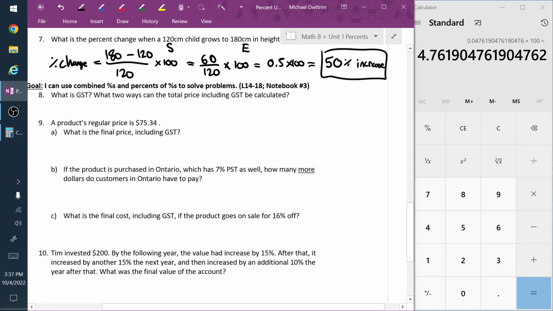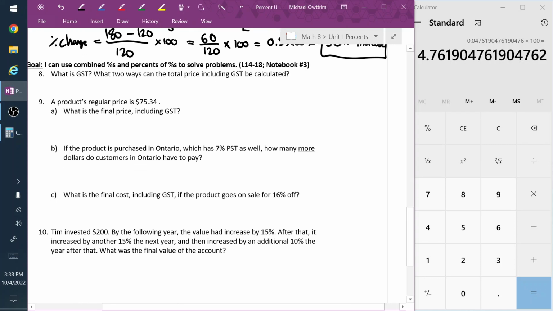To finish up, we talked about some situations where we can combine percents, that means add or subtract them, or we can find percents of percents, and that means multiply them. First situation that we dealt with was with GST. GST is government sales tax, and it is 5% of the purchase price or the sale price.